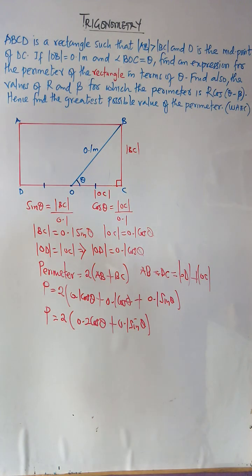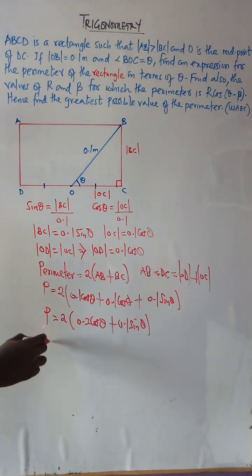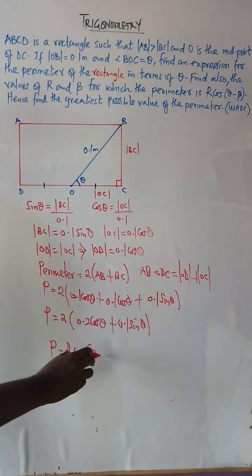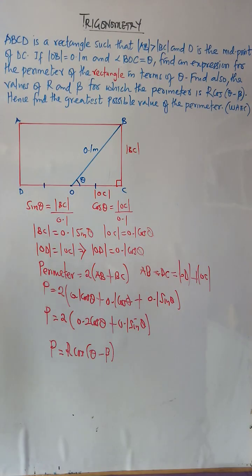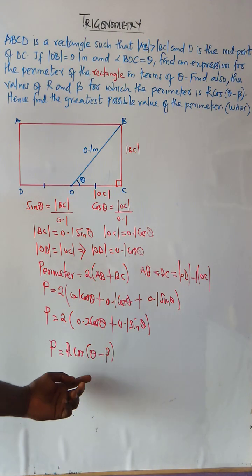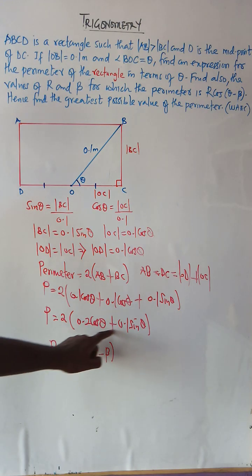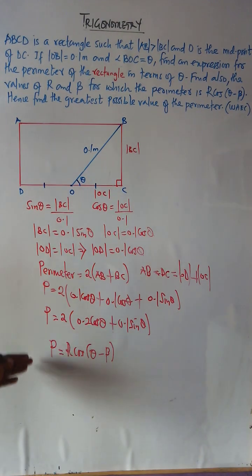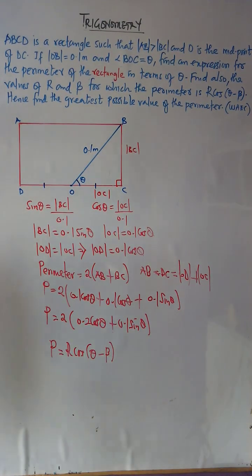Now we are told to find also the values of R and beta, for which the perimeter is R cos(theta minus beta). Meaning if the perimeter is to be R cos(theta minus beta), find the values of R and beta. So it means we have to express the perimeter in this form. Meaning everything inside here should be in terms of cos. If you look at them, they already look the same, but don't worry, just continue, something will come out.